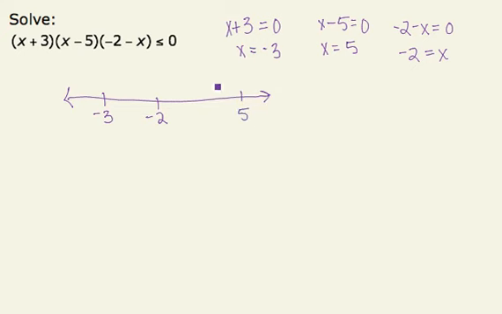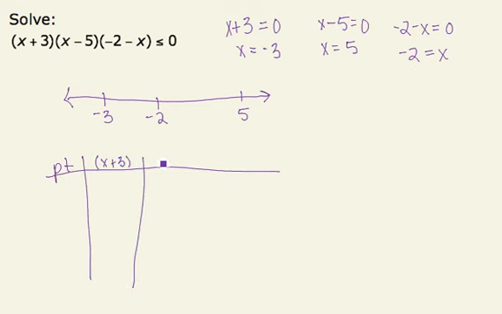Well, in order to solve where these are less than or equal to 0, I'm going to test points in between each of these critical values. How I'm going to do this is I'm going to set up a table labeling each factor and an end result.